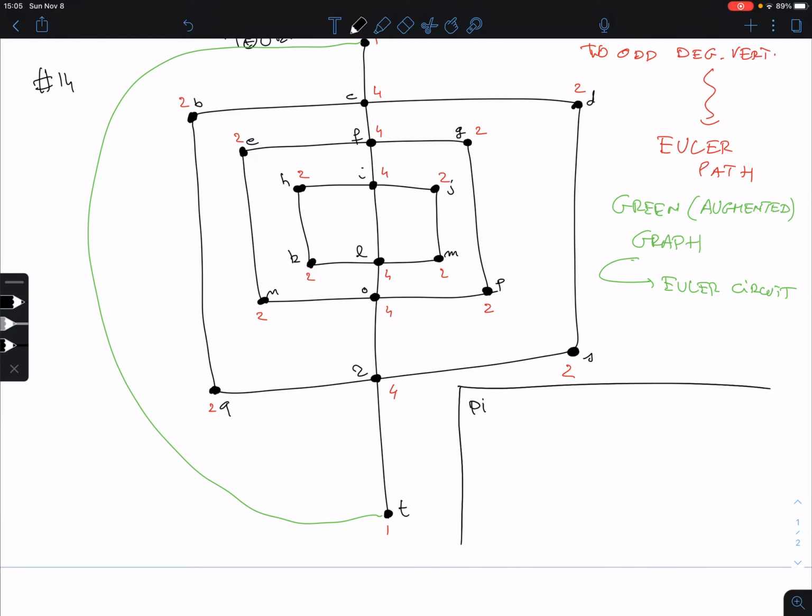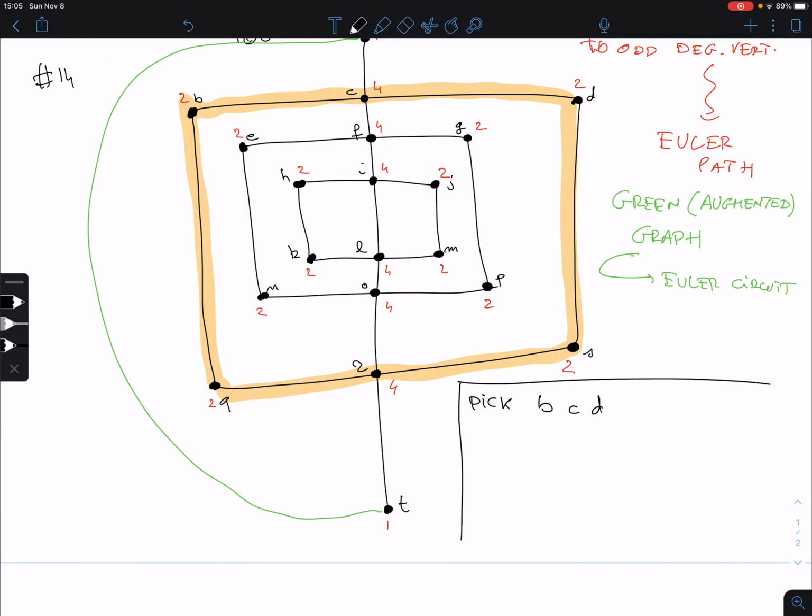So pick B. Now I'm going to take B and just go around. That's the simplest thing I can do. All right, that's fine. So that is B, C, D, S, R, Q, and I'm back at B.